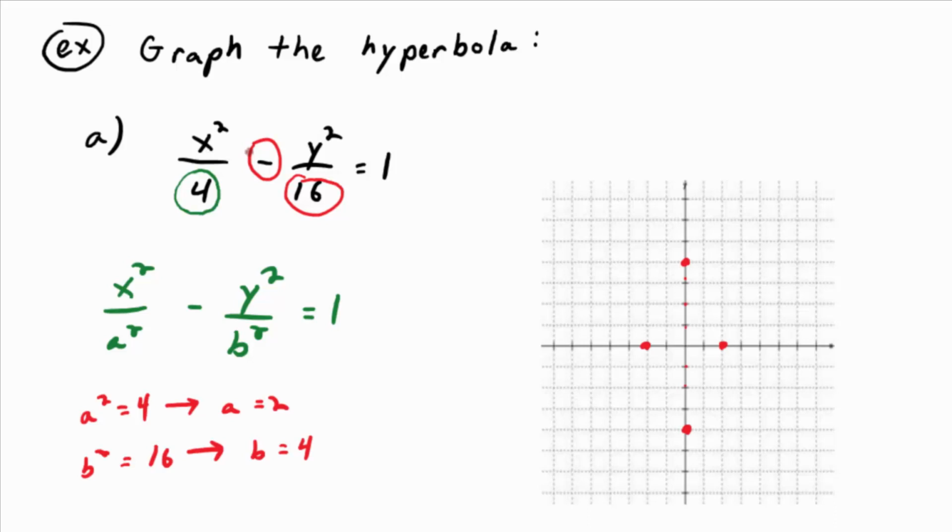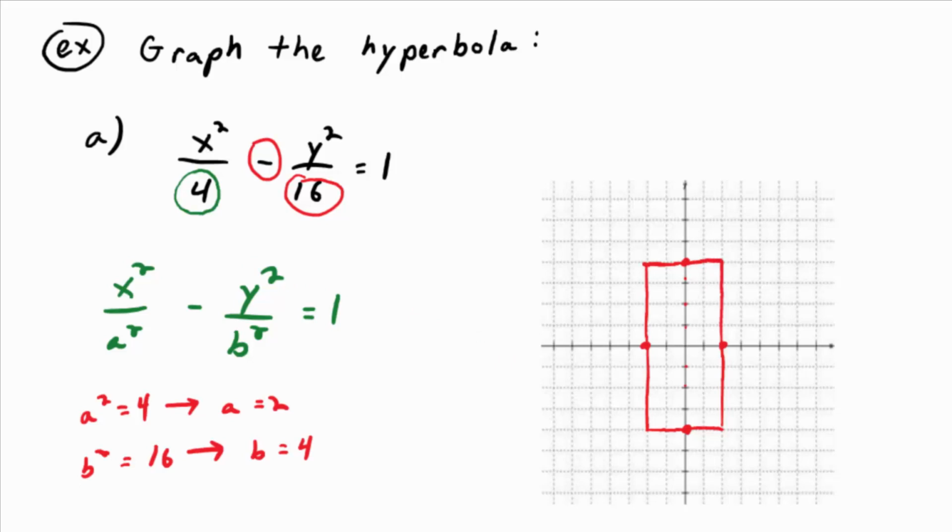But it's not. So what I'm going to do is draw a box. And the diagonals of this box are going to correspond exactly to those asymptotes. So draw the box that has these 4 points as midpoints. And then draw the extended diagonals of the box.